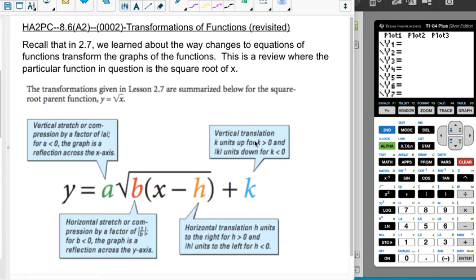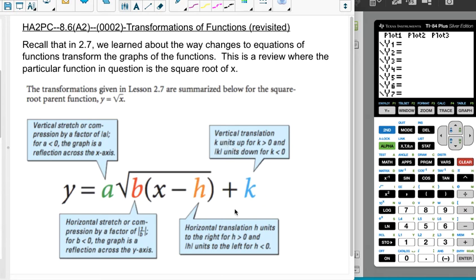So recall that in 2.7, we learned ways to change equations of functions to transform the graphs of those functions. So this is a review where the particular function we're looking at is the square root of x. What we learned in 2.7 is that inside changes are horizontal and backwards. So for instance, minus h will take you right h units. Essentially, if there's a minus h, it's right h units. If it's a plus h, it's left h units.